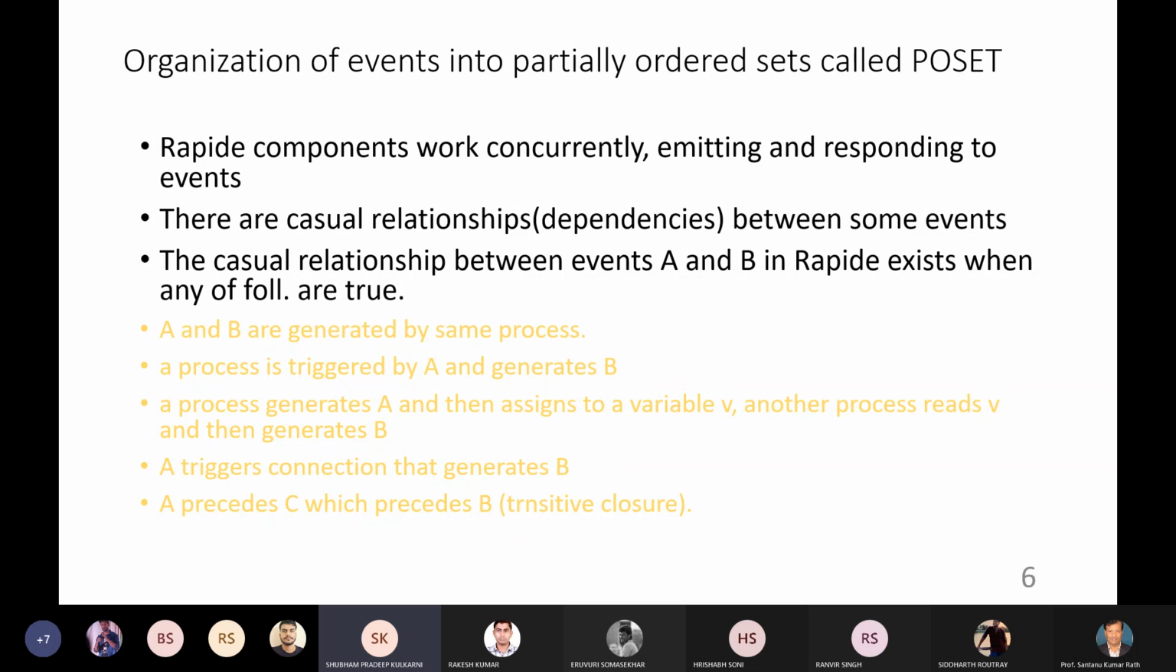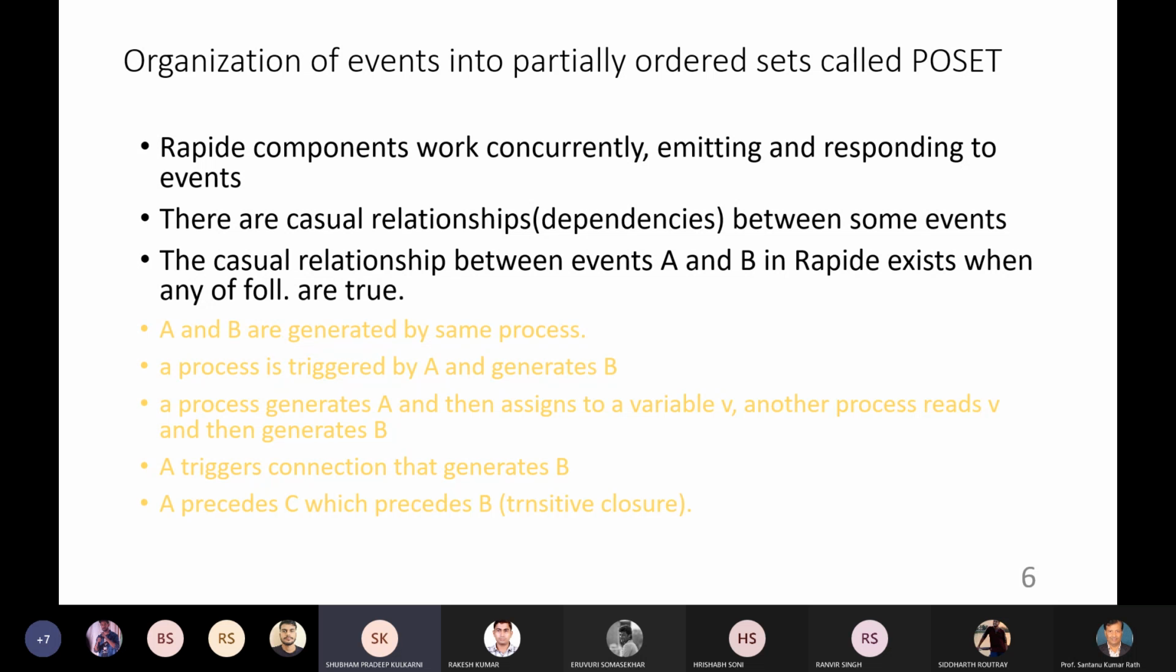The causal relationships, or the dependencies, between event A and event B in RAPIDE exist only when the following things are true. So what are the scenarios? When A and B are generated by the same process, then A and B are dependent. When a process is triggered by A and generates B, or a process generates A and then assigns it to a variable V, and another process reads V and then generates B. Again, if A triggers a connection that generates B, then A precedes C, which is preceded by B.